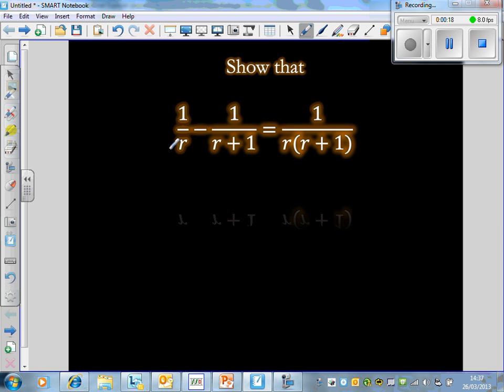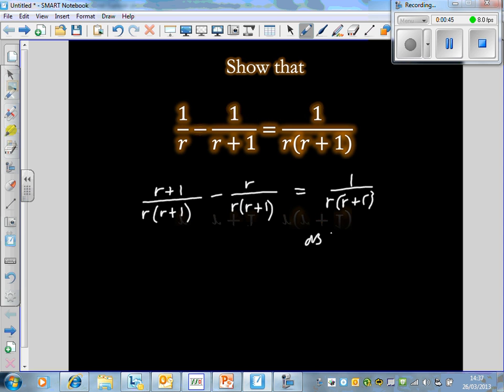Okay, so what do we multiply this one by? Well, the numerator we multiply by r plus 1. So this will be r plus 1 all over r times r plus 1, and minus r over r times r plus 1. Then you can work it out from there. You get 1 over r times r plus 1. Pretty simple, r minus r is 0, so we get 1 over r plus 1 as required.